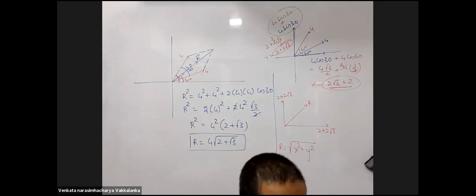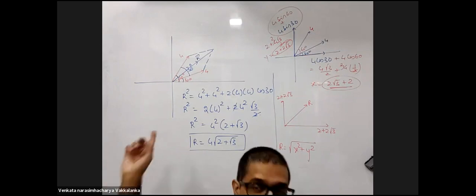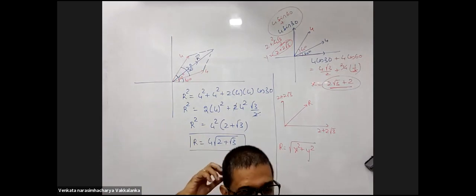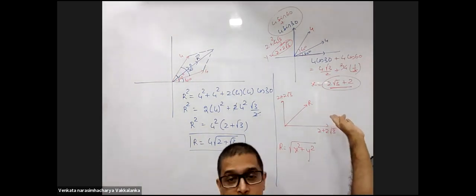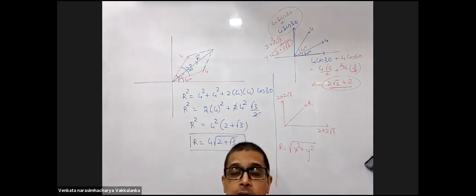So, sir, you solve the two sums using different methods, right? Same sum using two different methods. The two vectors are 4 and 4. Angle between them is 30. Here I resolved along x and y and I took the resultant. Here I used the parallelogram law of addition.